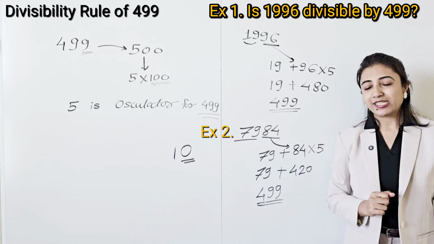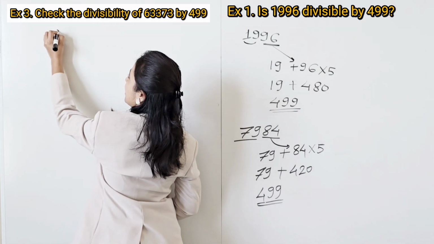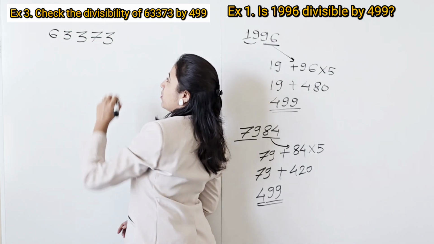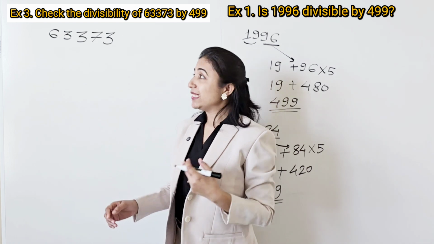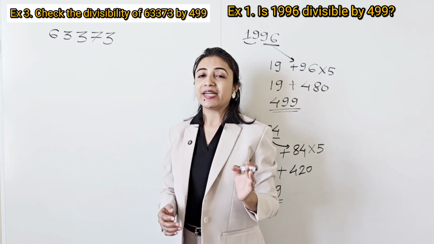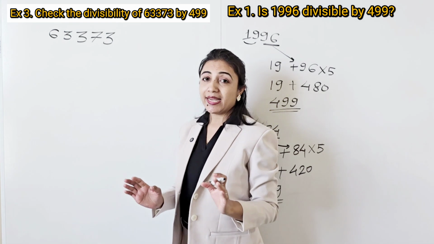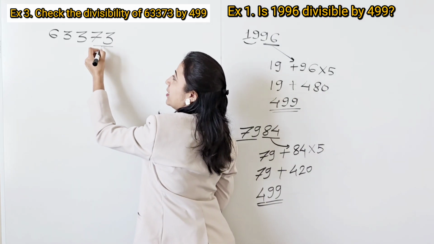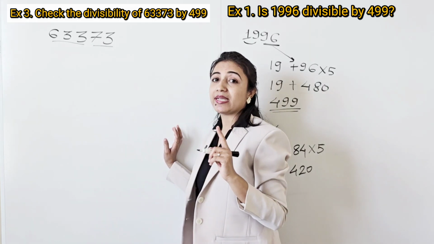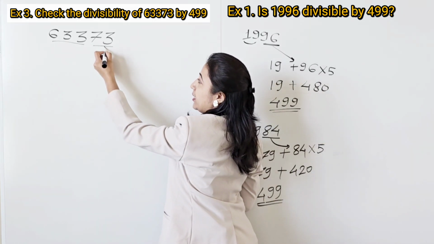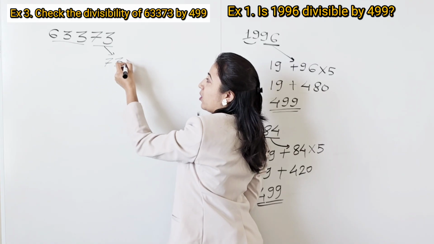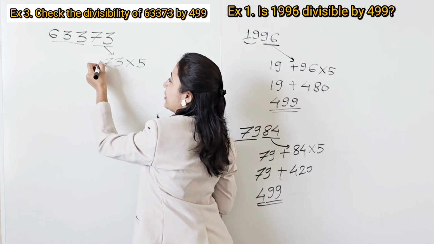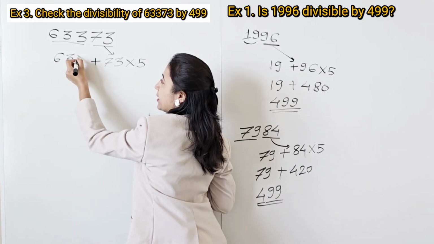Let's take one more example. We are given 63,373. You can pause the video, try this example and check your steps to see whether you are getting the answer correct or not. Here again you have to break this number into two parts, the last 2 digits and the remaining part. The last 2 digits here are 73, and this we multiply by the osculator number, which is 5, and add the remaining part of the number to it.